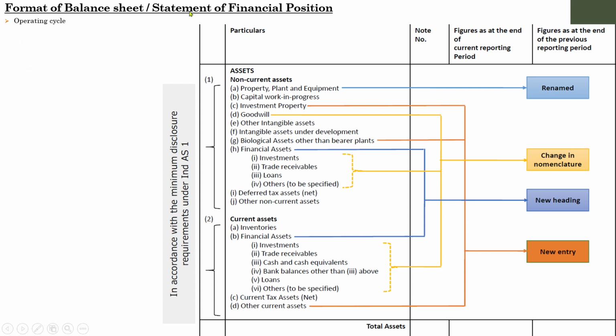Next, assets. First one, non-current assets. I believe you all know what is meant by non-current assets. After that, property, plant and equipment. Remember, study this format correctly. You have to write the same pattern in the examination. Don't use your own terms. First one, property, plant and equipment.